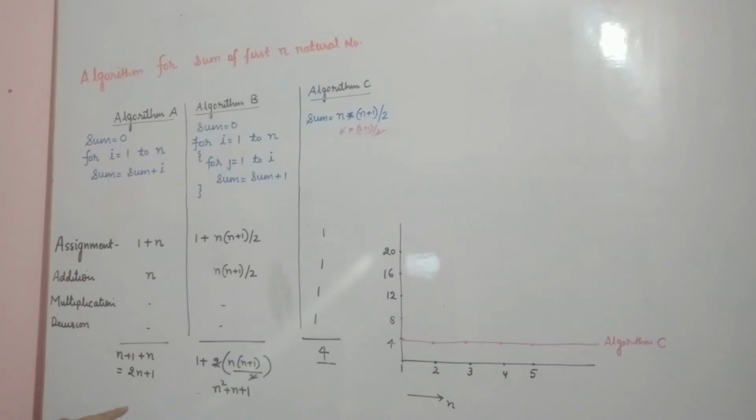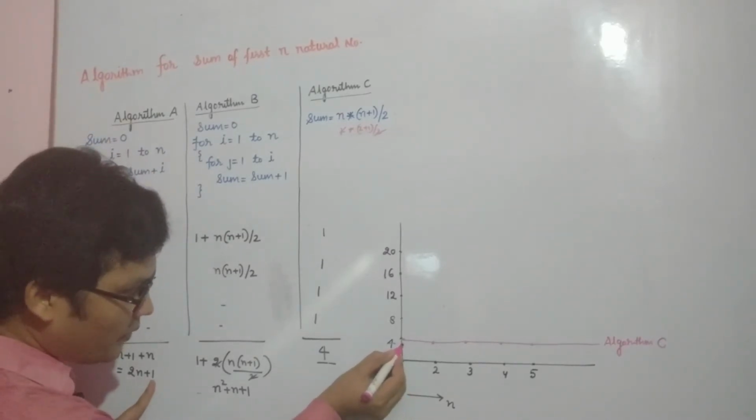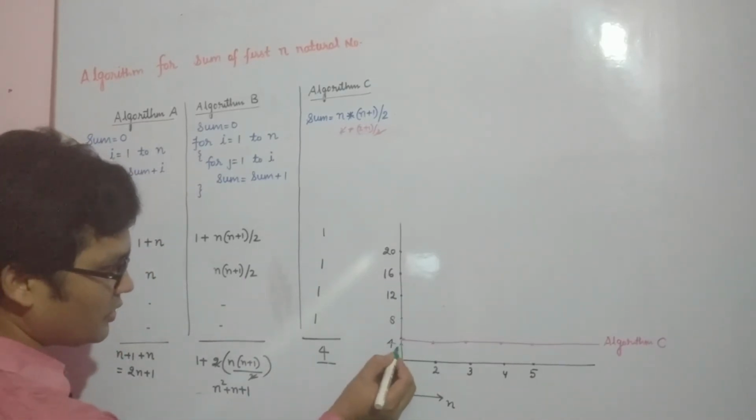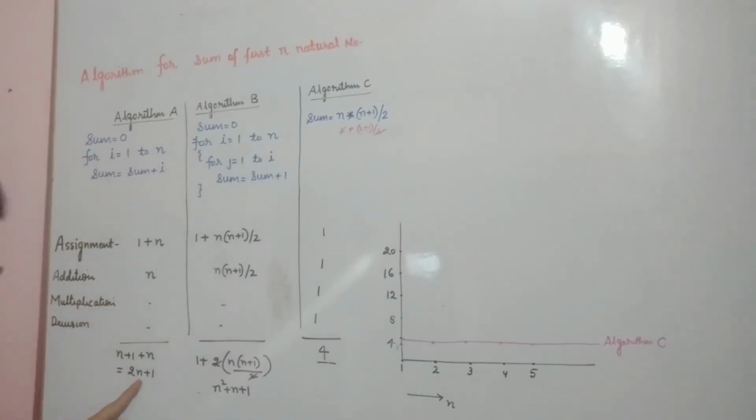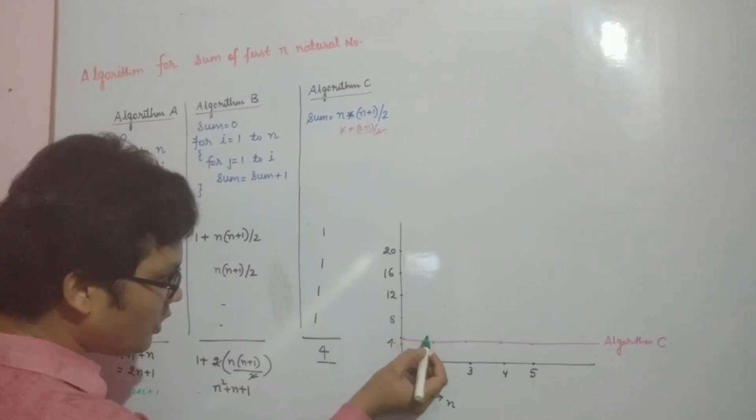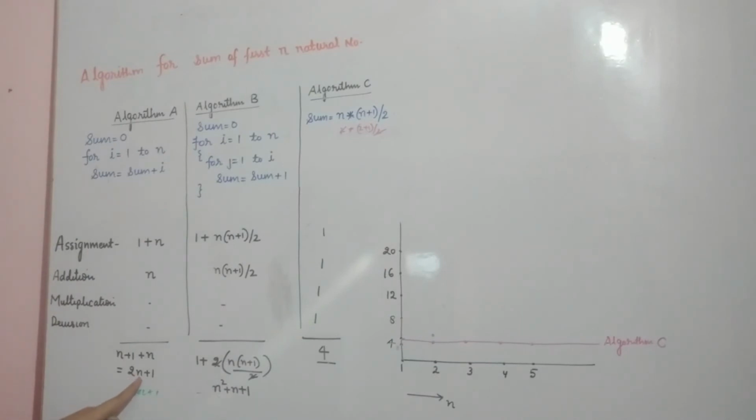Right? Now, come to this one, algorithm A. If n is equal to 1, 2 into 1 plus 1, 3. If input is equal to 1, then number of operations is equal to 3. Assume this is 3. Now, if n is equal to 2, 2 into 2 is 4 plus 1, 5. Now I am going to write here on input 2, this one, 5. Right? If n is equal to 3, 2 times 3 is 6 plus 1, 7.